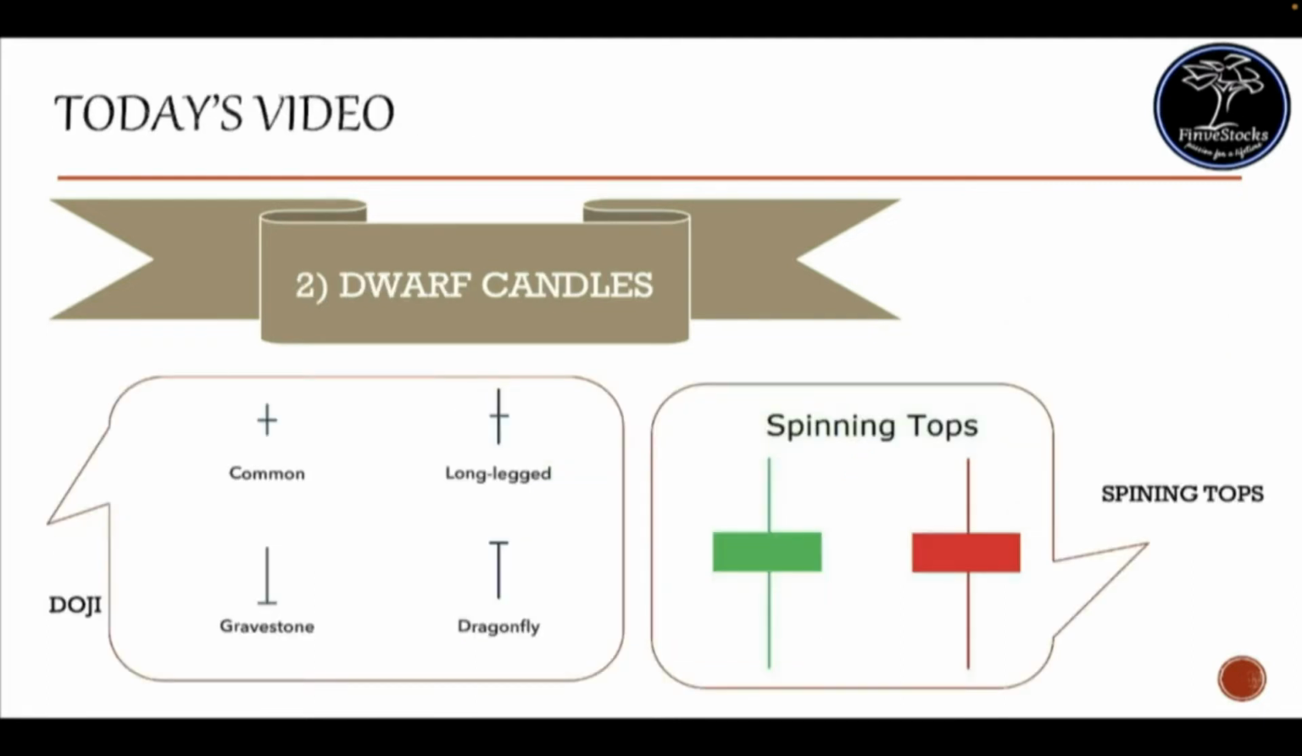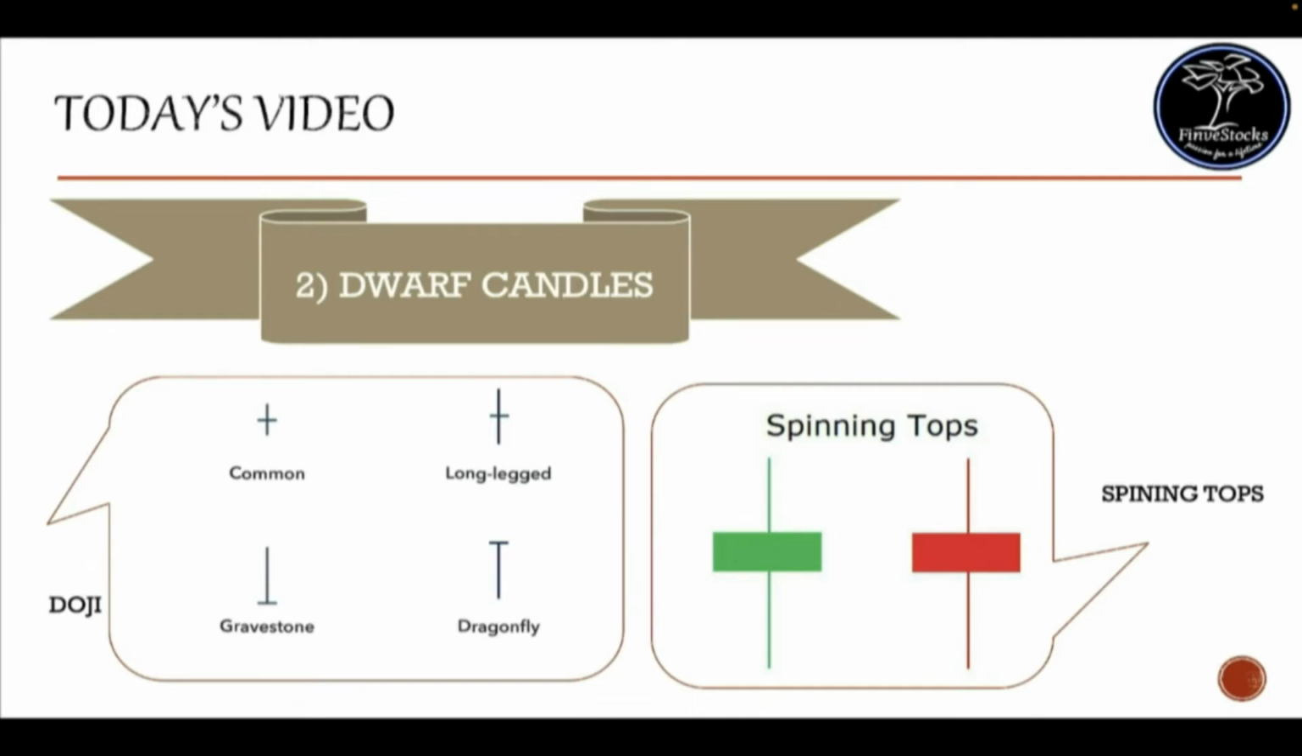In today's video, we will see in detail about the dwarf candles, that is the dojis, the spinning tops, etc. Normally the dojis and spinning tops are called indecisive or neutral candles. But it is not always the same. It depends on the location where it appears. More about that we will see in today's video.